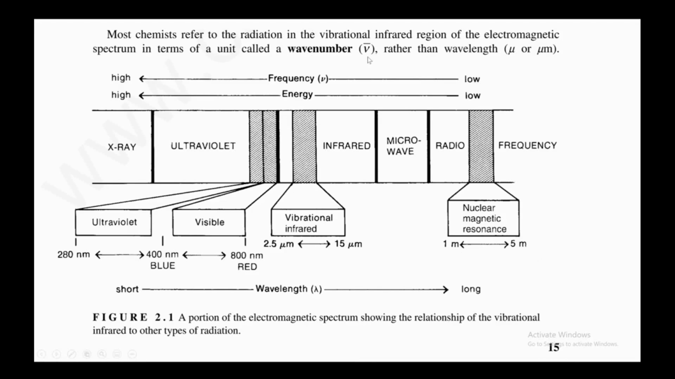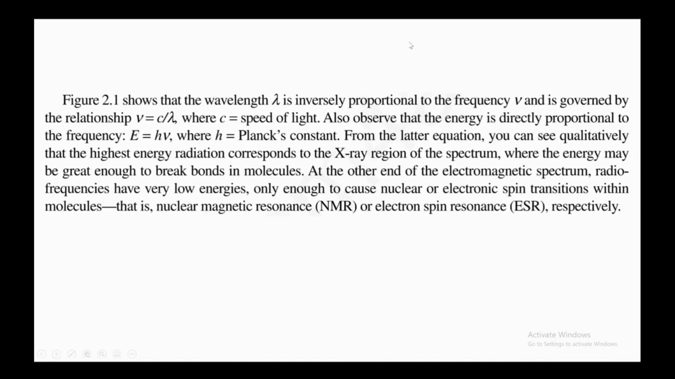And this is wave number, nu bar, rather than wavelength, lambda. Okay, let's go back to this one. Figure 2.1 shows that the wavelength is inversely proportional to the frequency nu and is governed by the relationship nu equals c divided by lambda, where c is the speed of light. Sometimes in the exam you are asked to calculate the frequency. If you are given the wavelength, you can follow this equation to calculate frequency.